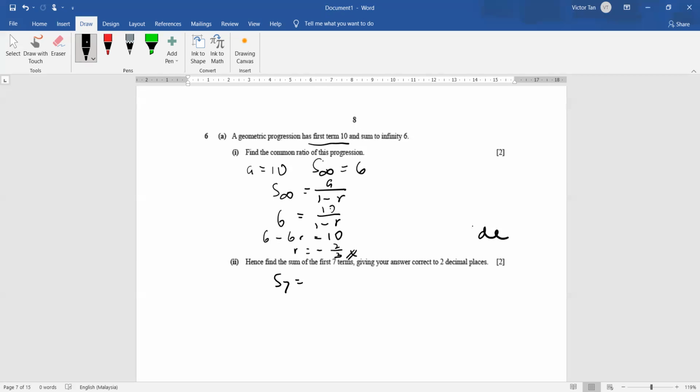Okay, back. So the formula is a times 1 minus r to the power n, over 1 minus r. So n is 7. So this will be 10 times 1 minus minus 2 over 3 to the power of 7, over 1 minus minus 2 over 3. Okay.